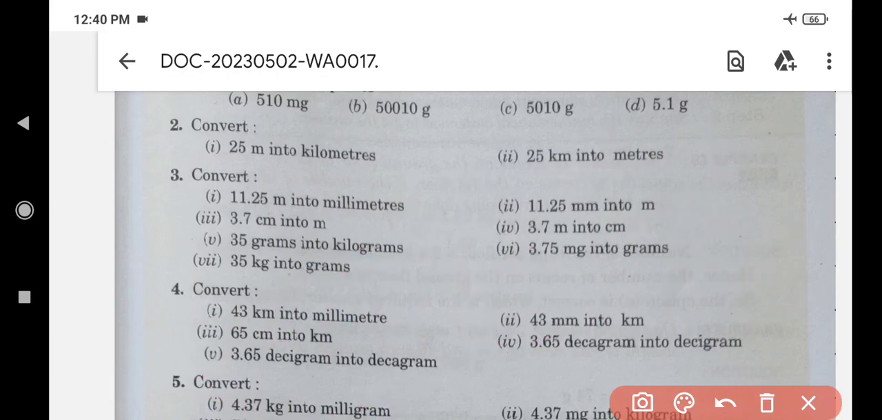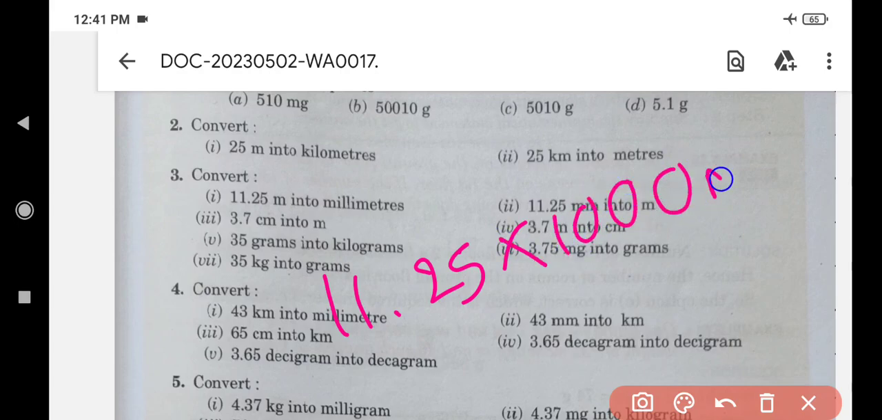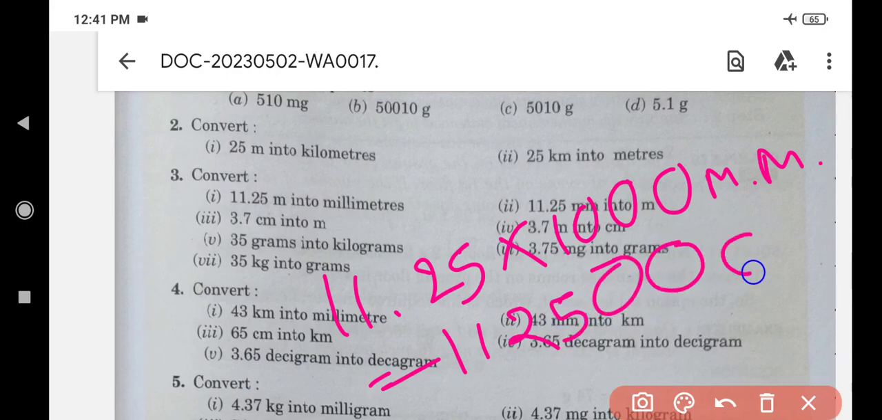Next 2 (ii), 25 kilometer into meter, very easy. 1 kilometer equals 1000 meter, you just multiply. Then 3, 11.25 meter into millimeters. 1 meter equals, children, you know, 1000 millimeter. So 11.25 multiplied by 1000 millimeter. What is the result? After multiplication we get 11250 digits, but here after the point there are 2 digits, so we put the point. After the decimal point, no need to write 0. So we write 11,250 millimeter. Okay, children, clear?